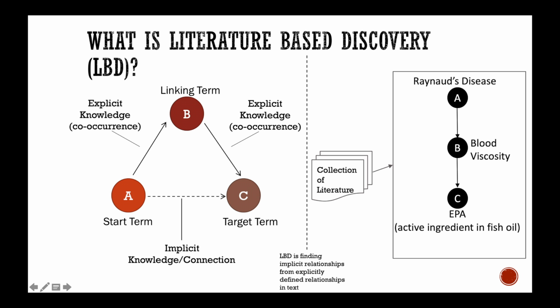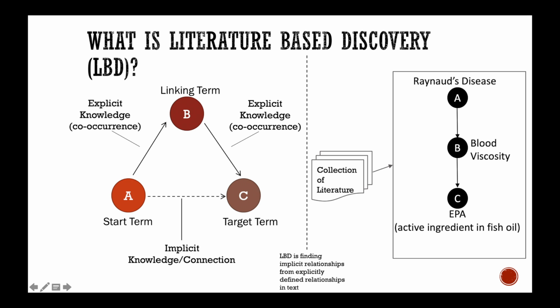So now that we know those things about natural language processing, what exactly is literature-based discovery? Literature-based discovery is a subfield of natural language processing that seeks to uncover new information from already existing data. In literature-based discovery, you have an explicit A implies B relationship, an explicit B implies C relationship, and then from those two explicit relationships, you can then implicitly infer that A implies C.